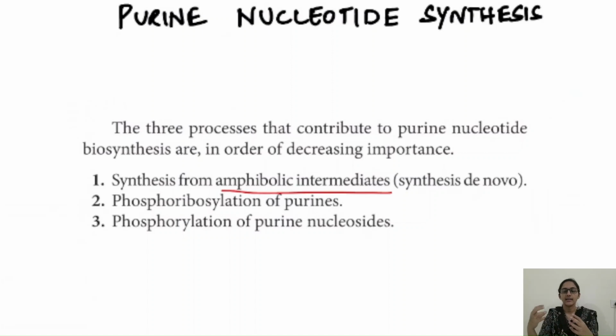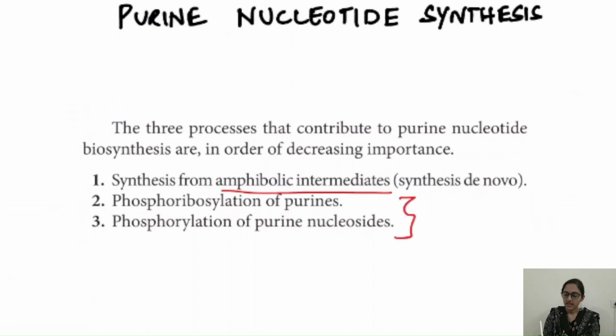So it'll add nitrogen, it'll add carbon from any amino acid or from tetrahydrofolate or any methyl donor, and it will form the ring structure on top of a ribose 5-phosphate. So this is when a step-by-step addition of nitrogen and carbon atoms happens, then that is going to be the de novo synthesis. That is from the amphibolic intermediates you're synthesizing.